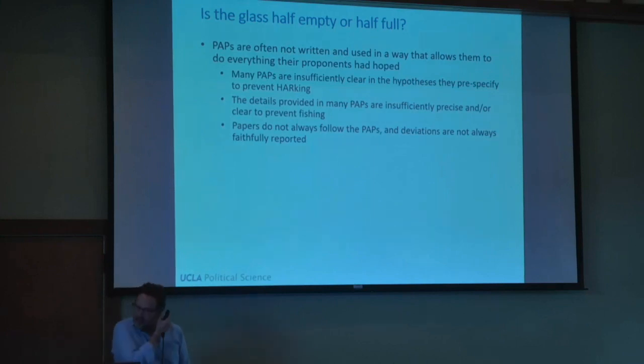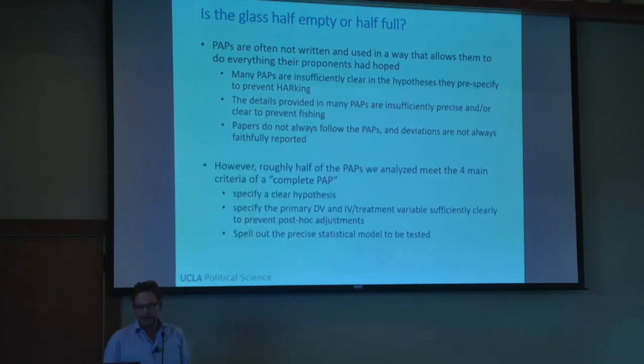So our judgment is, PAPs are often not written and used in a way that allows them to do everything that their proponents had hoped that they might be able to do. As we've shown, many PAPs are insufficiently clear in the hypotheses they pre-specify so as to really rule out harking. The details provided in many PAPs are insufficiently precise and clear so as to prevent phishing and p-hacking. And papers don't always follow their PAPs. And deviations, even more importantly, are not always faithfully reported. However, that's the glass is half empty side.